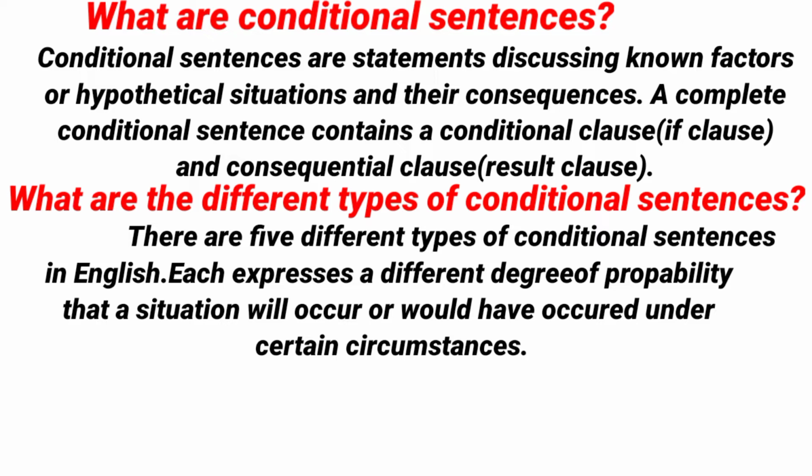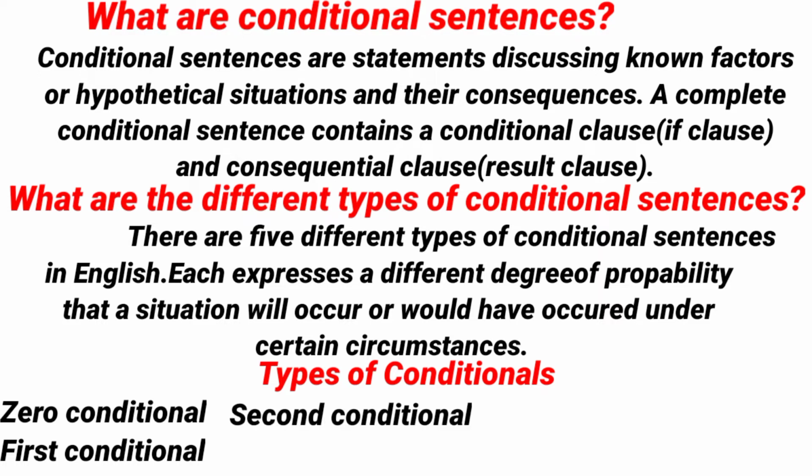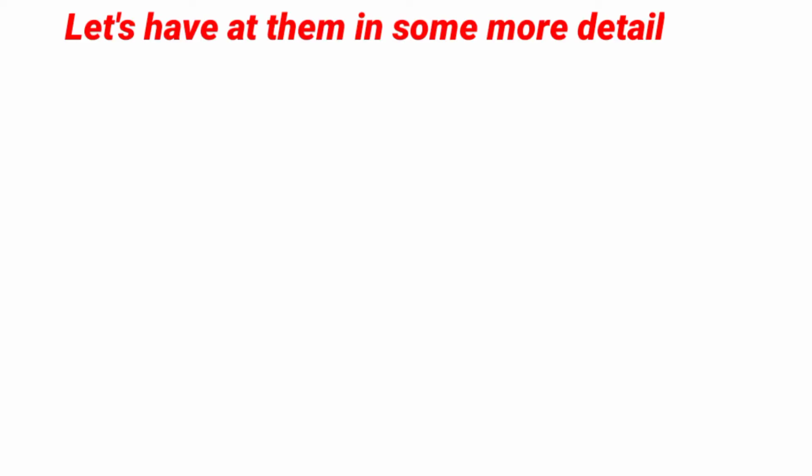Here are the 5 types of conditionals. The first one is zero conditional. It is also called factual conditional. The second one is first conditional. The third one is second conditional. The fourth one is third conditional. The fifth one is mixed conditional. Now let's look at each of these different types of conditional sentences in more detail.